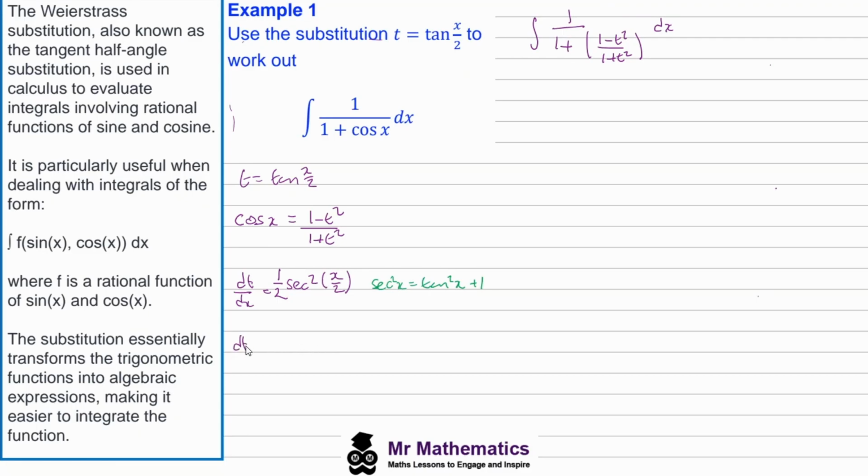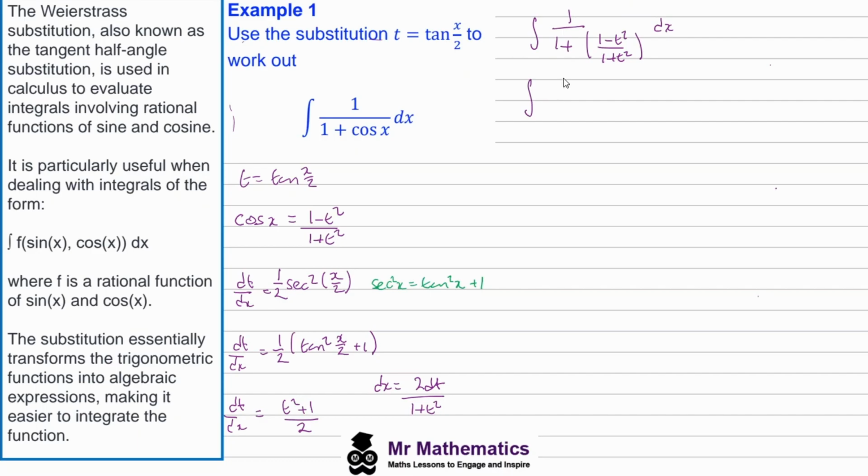So now we can substitute this into our derivative. So now we can write dt by dx is equal to 1 over 2 times tan squared of x over 2 plus 1. And we know that the tan of x over 2 we've said is t. So dt by dx becomes t squared plus 1 over 2. And now we can make dx the subject, so dx becomes 2 dt over 1 plus t squared. It's really important that we learn this rule because this will help us a lot as we go forward. Okay, so now we've got dx, we can substitute this into our integral.